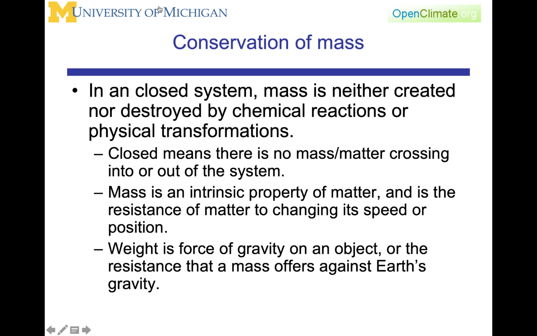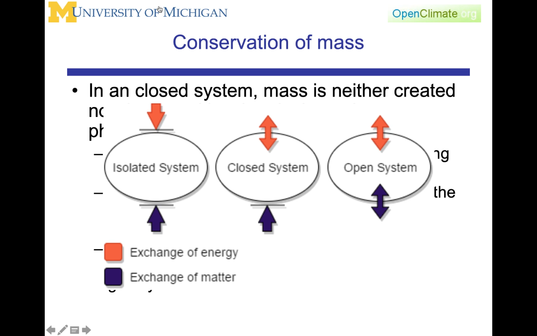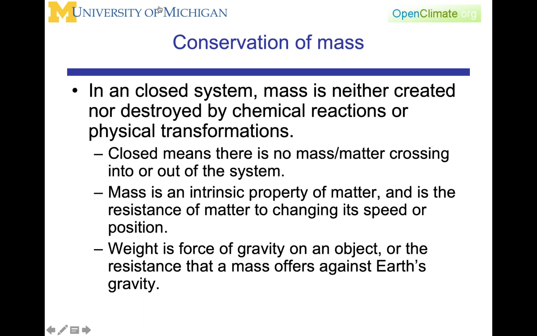Closed means that there is no mass or matter crossing into or out of the system. And mass is an intrinsic property of matter and is the resistance of matter to changing its speed or position. By a closed system, we mean to essentially draw a boundary around the subject area of what we want to study and close it off to the exchange of mass. This stands in contrast perhaps to isolation, where we would also not allow any energy to be transformed across that boundary.